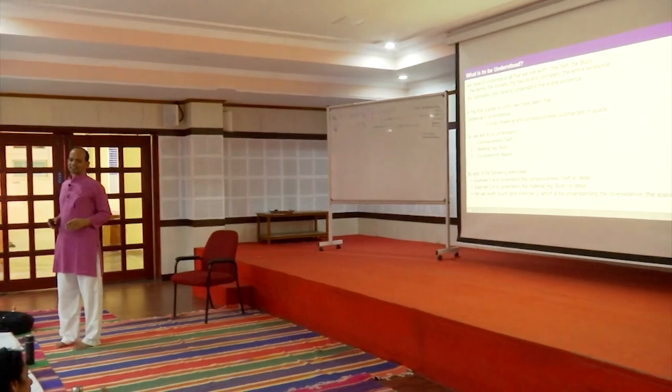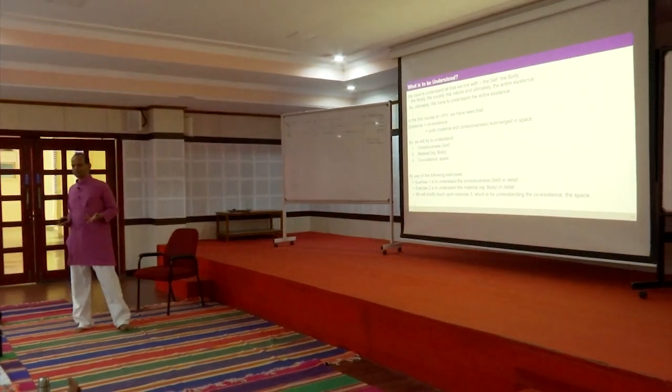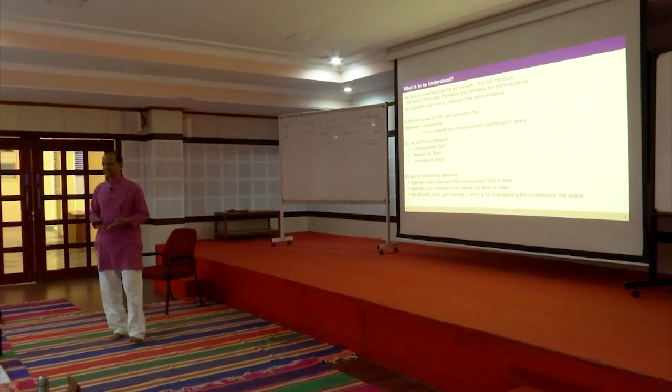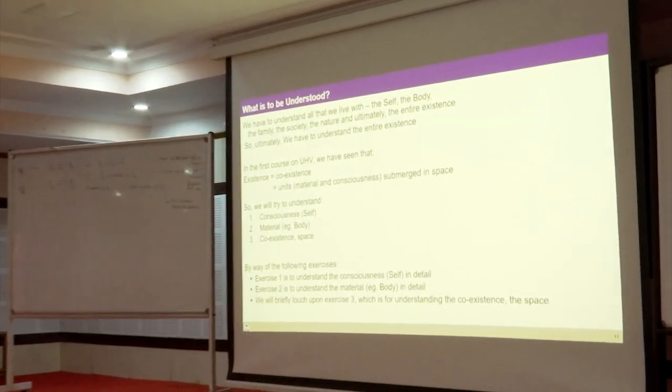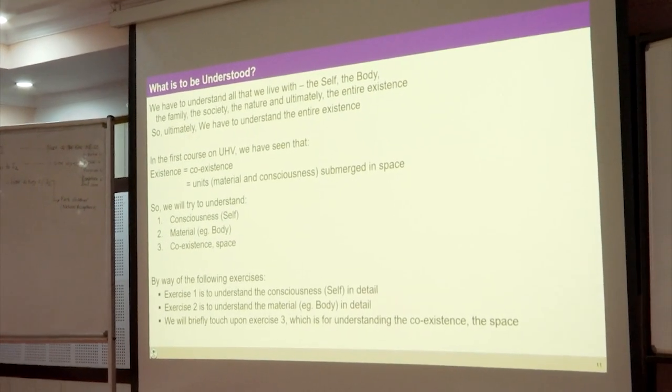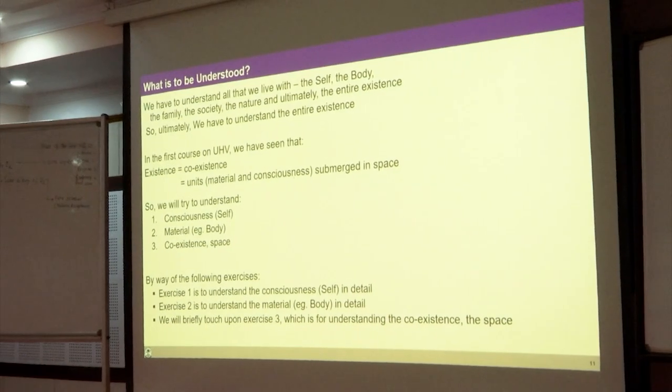Isn't it? If you look at the number of units, there are an infinite number of units. But if you look at the type of units, there are only two types of units, material and consciousness. And they are there in space. The good thing is that I am a conscious entity, my body is a material entity, I am in space, body is in space. So everything is here.